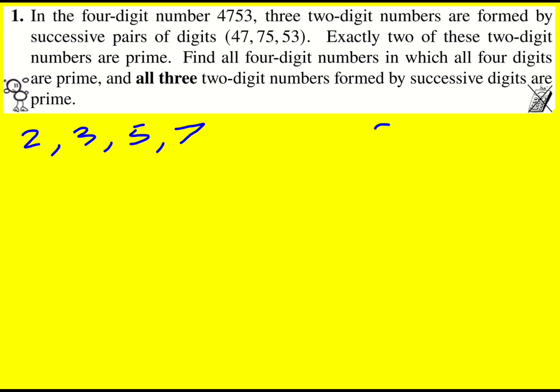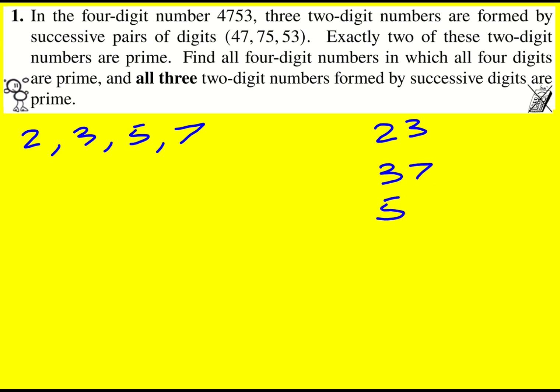So if I write down the ones that start with 2, the only option is 23. Okay, because I can't have 22, or 25, or 27, because they're all divisible by 2, 5, and 9. All right, next, let's try the ones that start with 3. Can't have 32 or 33 or 35, but we can have 37.